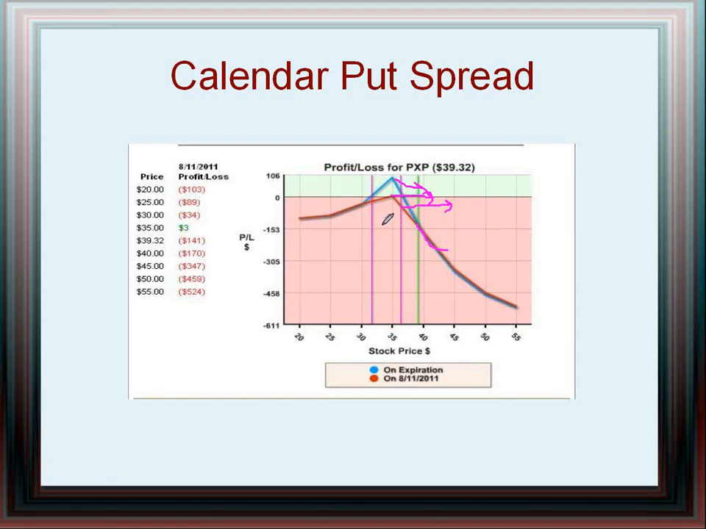Yes, if the stock gaps down, or if the stock moves down slightly and stays within this $33, $34 range, we're forced to buy stock at $35, but that puts our cost basis lower than if I open the RPM to begin with. Well, that's a great place to be in.